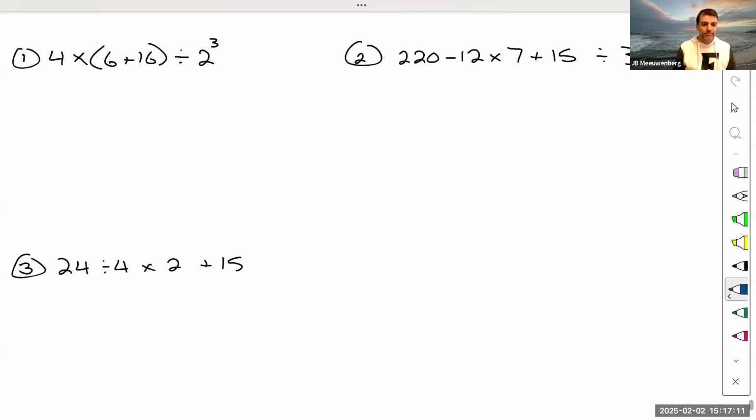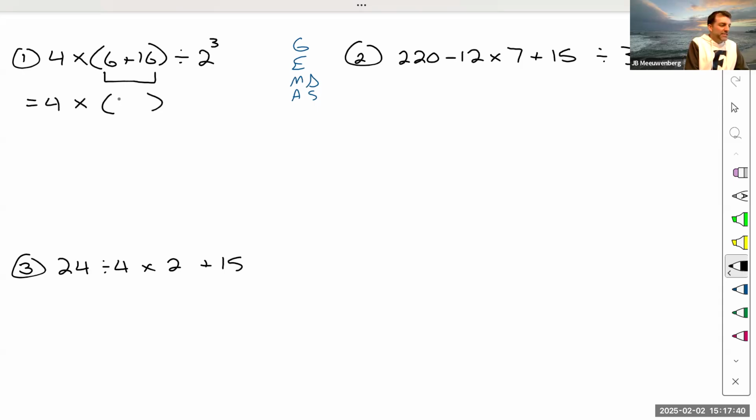So, how did you do? And when you're first learning these or trying to improve on these, I recommend that when you do it, you write out your little checklist. G, E, M, D, A, S. And check them off as you go. So for this first one, we would look for our grouping symbols. We have parentheses, so we would have to start with that. So 4 times 6 plus 16 is 22, and then divided by 2 to the 3rd.